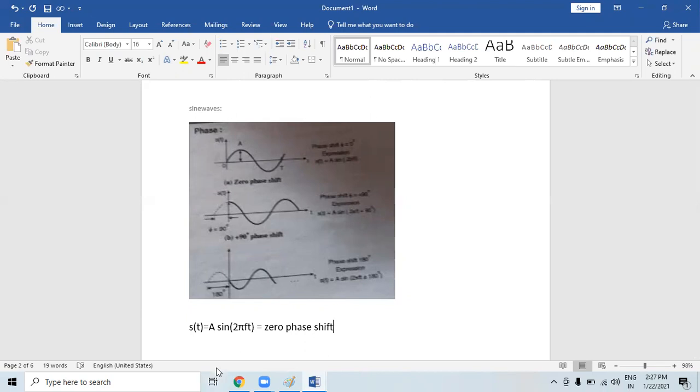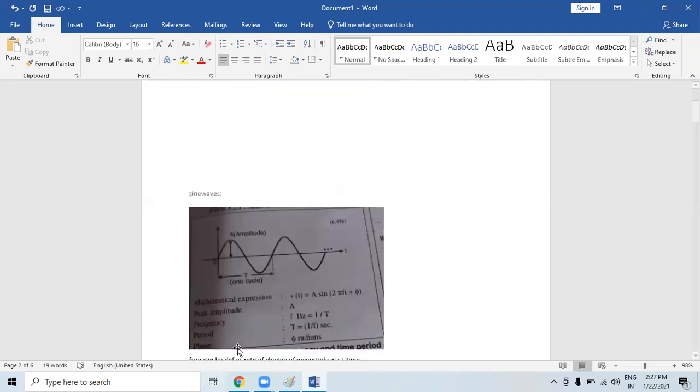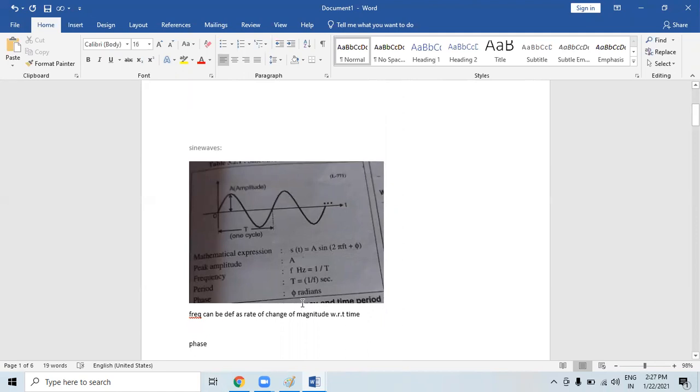So here, in the sine waves, you just first explain this diagram: what is the frequency formula, the mathematical expression. Suppose the peak amplitude is nothing but A, then the period and phase in radians. So frequency can be defined as the rate of change of magnitude with respect to time.